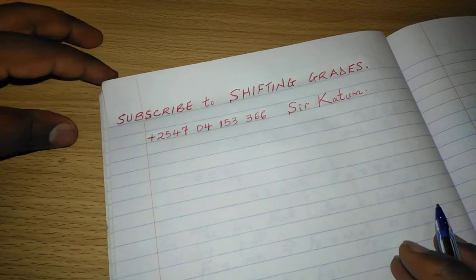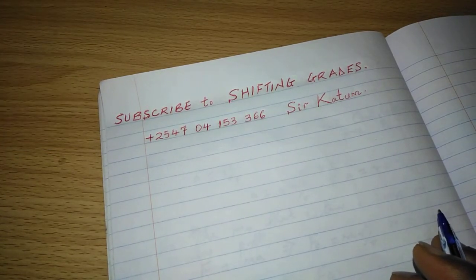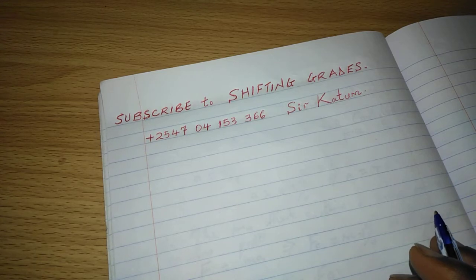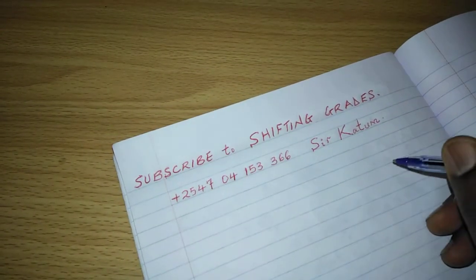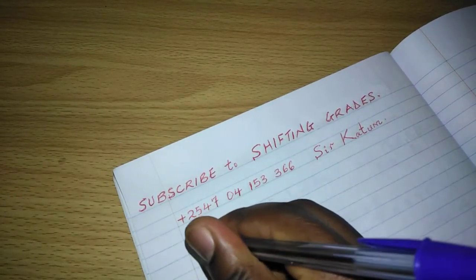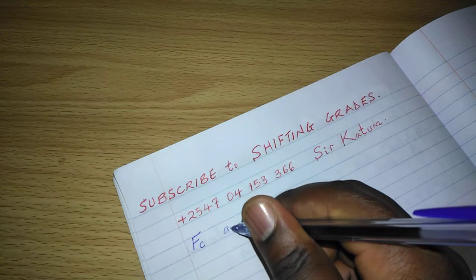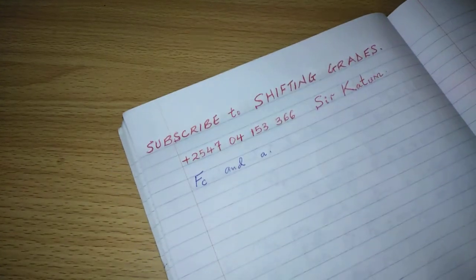We are going to continue with uniform circular motion. We have already introduced circular motion, and in this session I wanted us to compare what we call centripetal force and centripetal acceleration. Centripetal force and centripetal acceleration, small letter a.